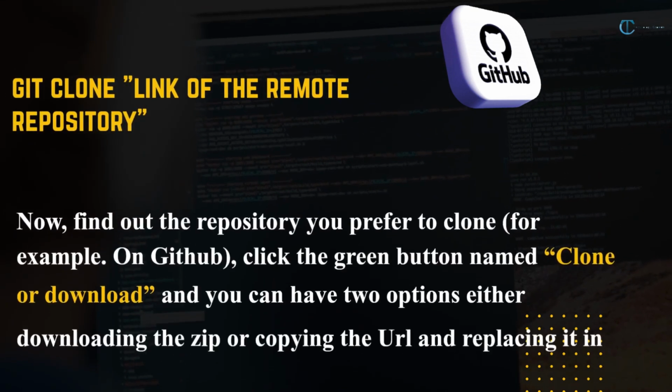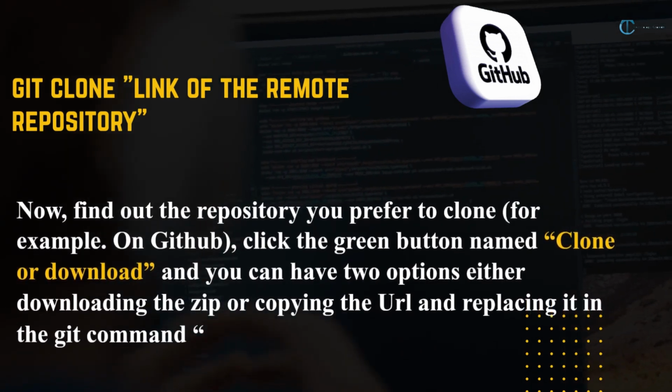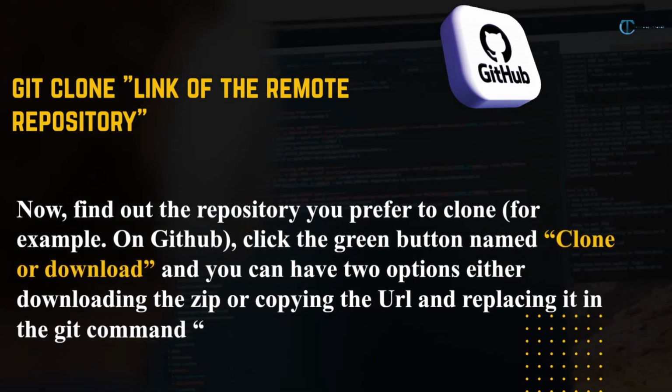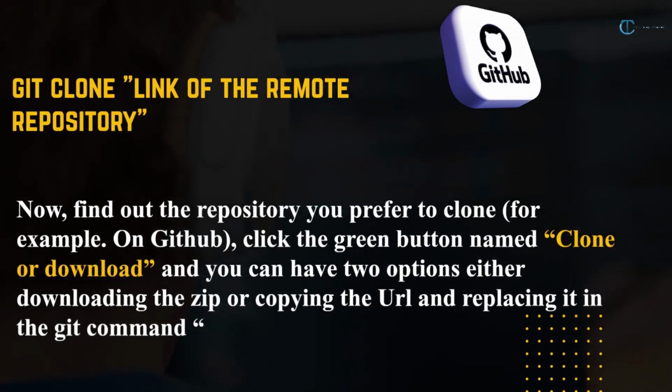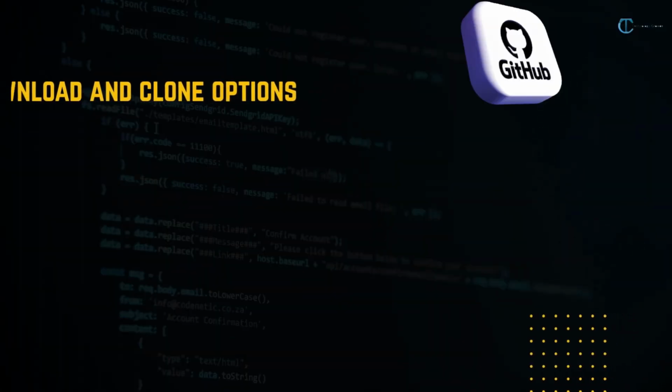You don't have to write the whole command. Now, find the repository you prefer to clone, for example on GitHub. Click the green button named Clone or Download, and you have two options: either downloading the zip or copying the URL and replacing it in the git command. Repo download and clone options.